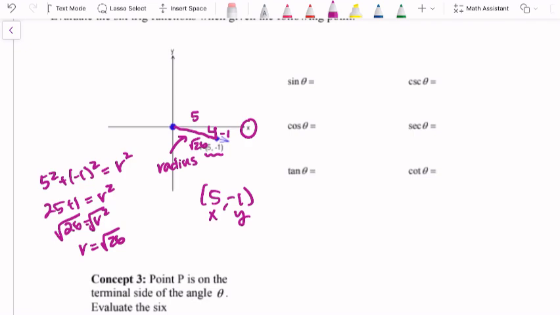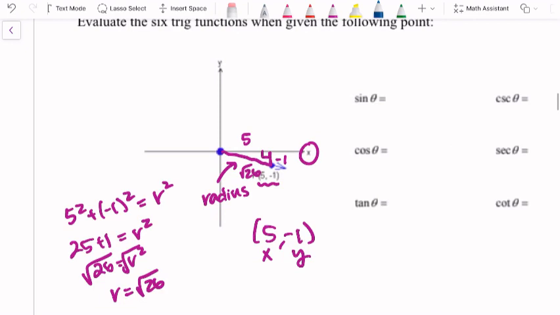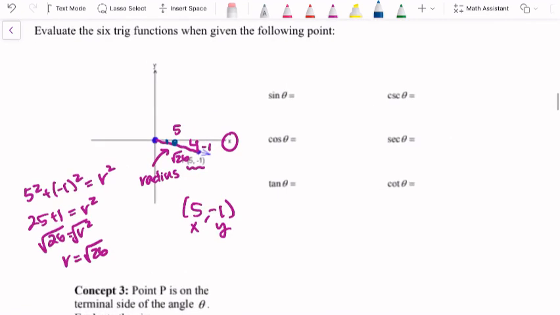Now we need to identify all of our trig functions. This is very small, but our reference angle is going to be right in here. That makes -1 our opposite, 5 our adjacent, and our hypotenuse is the square root of 26. So here we go. Sine is opposite over hypotenuse, so that's -1 over the square root of 26. Cosecant is the reciprocal of that, hypotenuse over opposite, so square root of 26 over -1, which we can call negative square root of 26.